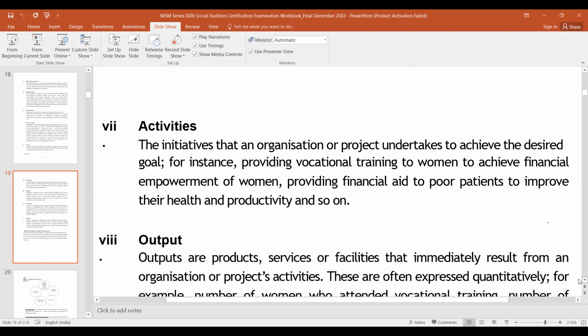For instance, providing vocational training to women to achieve financial empowerment of women, providing financial aid to poor patients to improve their health and productivity, and so on. So what could be the example of providing financial aid to poor patients? Can you give an example? Giving Silai machines? No, financial aid to poor patients, I'm saying.